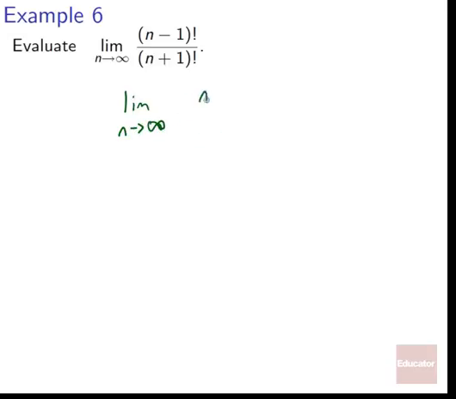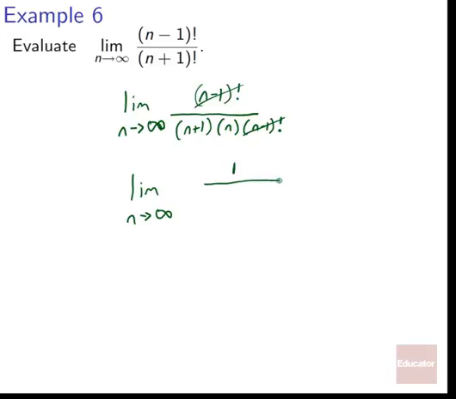So we've got (n minus 1) factorial on top. (n plus 1) factorial is going to be n plus 1 times 1 less than that, which is n, times 1 less than that, n minus 1, times 1 less than that. If we keep going down forever, that's going to be (n minus 1) factorial here. So we've got (n minus 1) factorial on the top, and (n plus 1) times n times (n minus 1) factorial on the bottom. Well, we can cancel the (n minus 1) factorials now. Now I've got the limit as n goes to infinity of 1 over (n plus 1) times n.